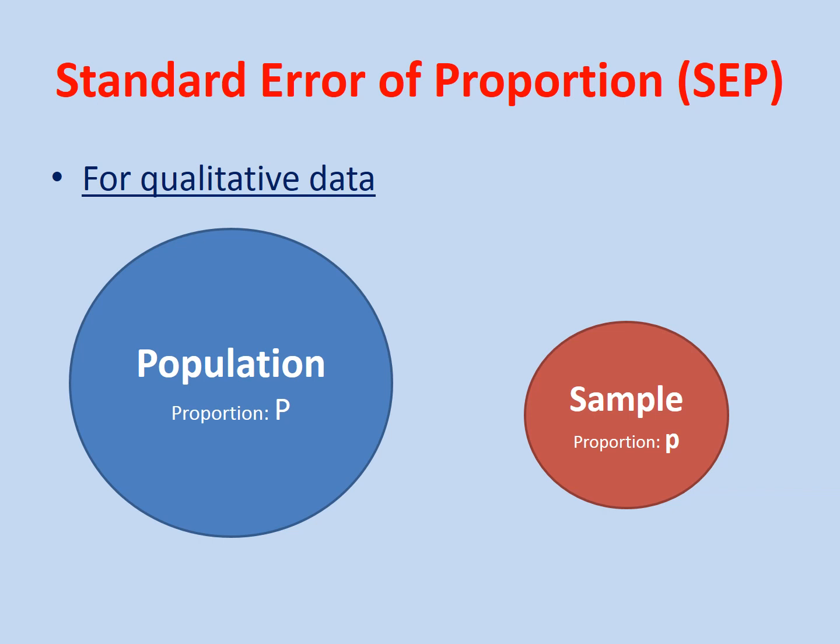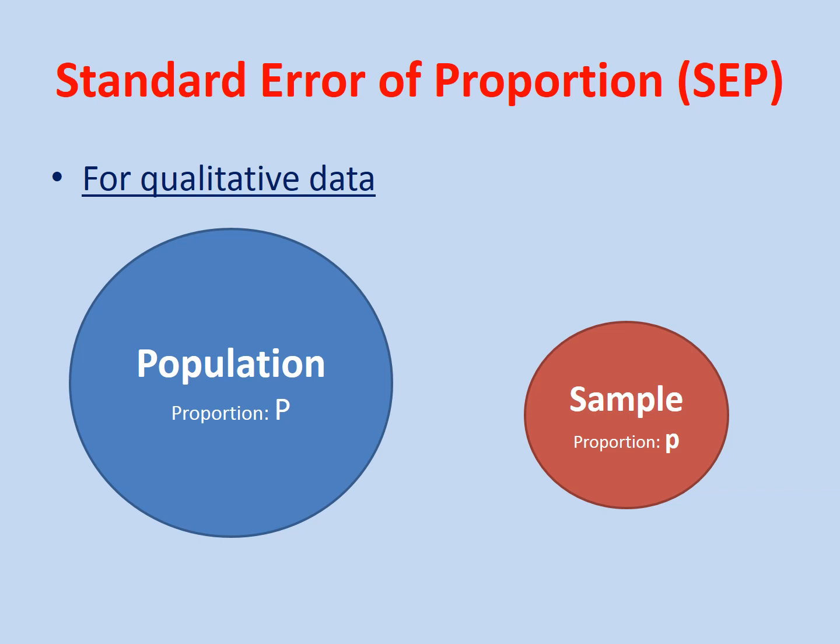So in standard error of proportion, your data should be qualitative type of data, and if you want to measure the sampling variation in such type of qualitative data, the standard error of proportion is useful. On the screen you can see two circles, one blue and the other red. The blue circle is the whole population, and the red circle is a sample that was drawn from the total population. Our example is of Loni village.